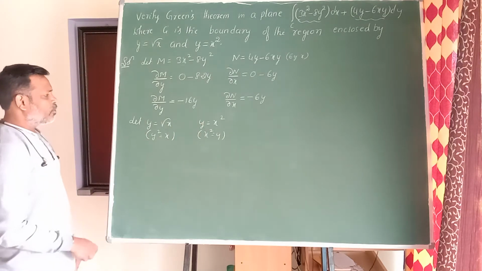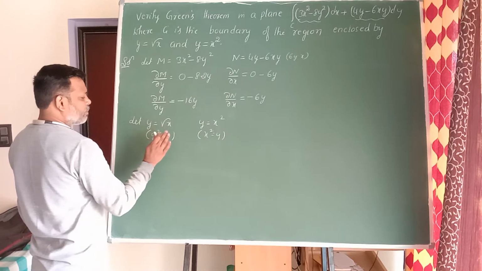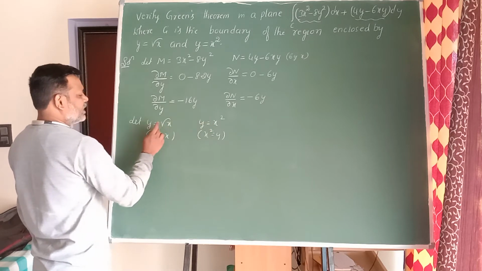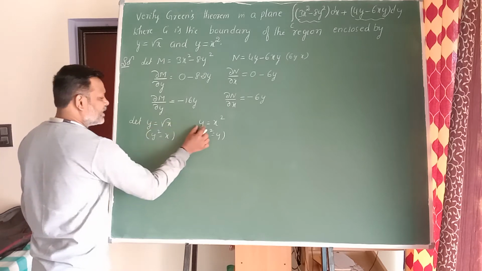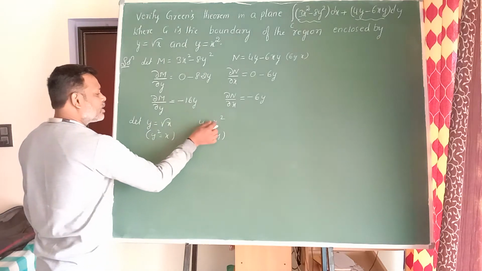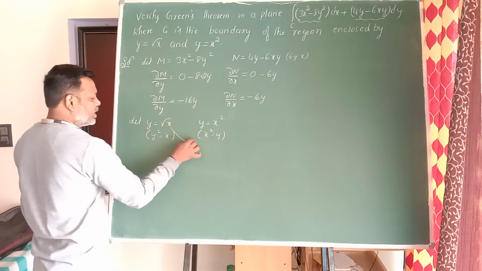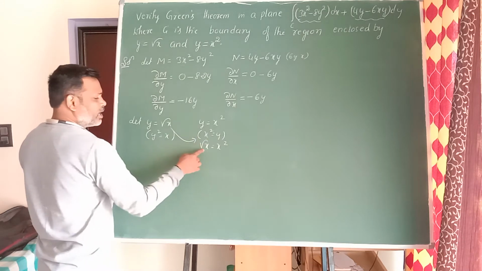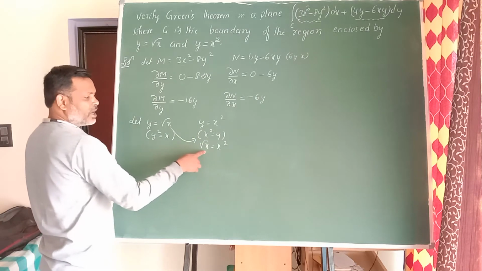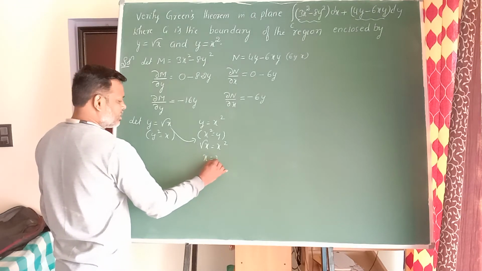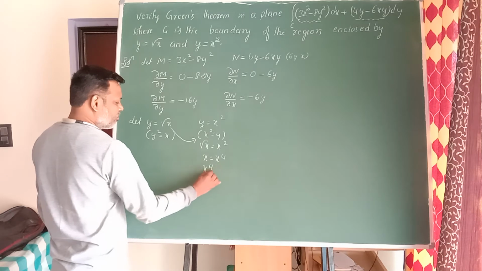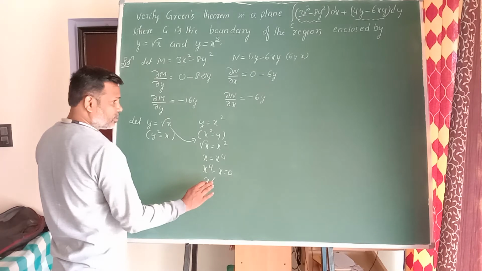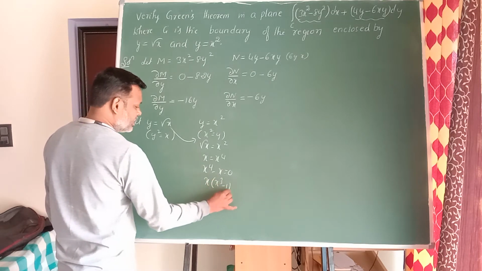Keep in mind. Now we have to find the point of intersection. Here y is equal to root x and y is equal to x square. You can substitute either value; you will get the same thing. So I substitute y is equal to root x into x square. In order to remove the square root, make the square on both sides. What happens here? x is equal to x power 4. Then x power 4 minus x is equal to 0. Then x is common here. Don't divide by x. So that becomes x into (x cube minus 1) is equal to 0.